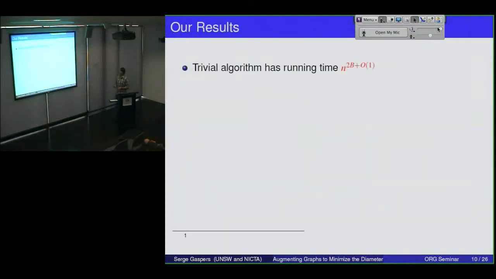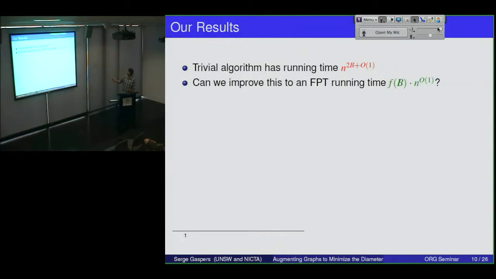So what are our results? Note that the trivial algorithm has this running time. You would just go through all possible choices of non-edges of cost at most b, try to add them to the graph and see what diameter you get. So the running time is something like this, because all the non-edges have cost at least one. So the question I'm interested in here: can we improve this running time to an FPT running time? This is polynomial whenever the budget is a constant, but the degree of this polynomial depends on b, which is not very nice. That's quite nasty, actually. The question is whether we can get this b out of the degree of the polynomial here.